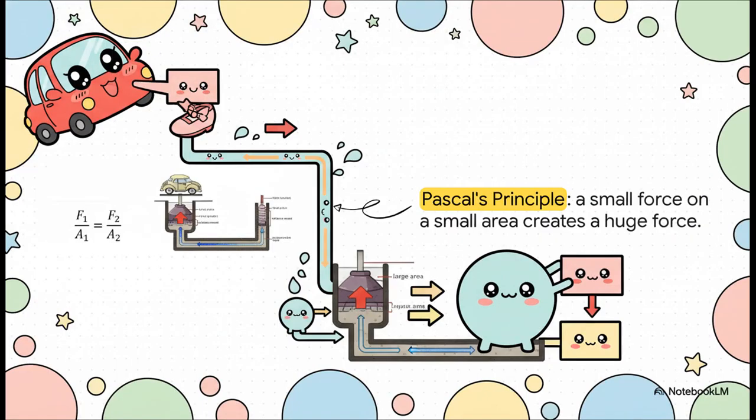Have you ever wondered how a tiny push on your brake pedal can stop a 2-ton car? Well, the answer is something called Pascal's principle. It turns out, our rules of force, when you apply them to a liquid, show that pressure gets transmitted equally everywhere. This means a small force on a small area creates enough pressure to make a huge force on a bigger area. It's basically a force multiplier.